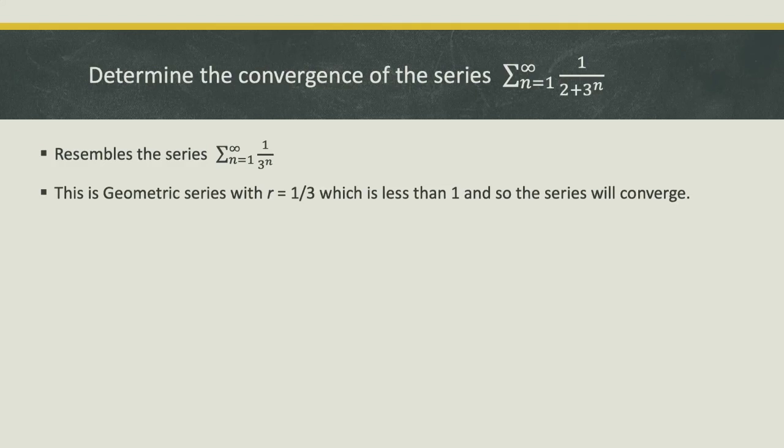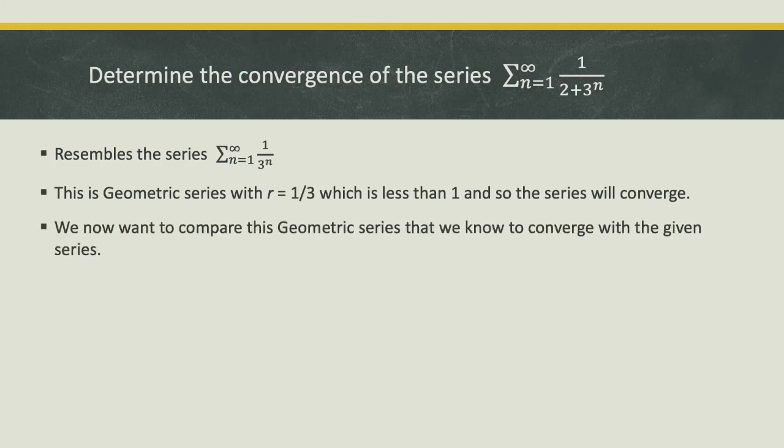So now we have the series we want to compare to, and we know it converges. The next thing we want to do is compare the terms of this geometric series that we know to converge with the given series. The way in which you do this is you can just think about it, and maybe you know which one's going to be larger and which is going to be smaller.